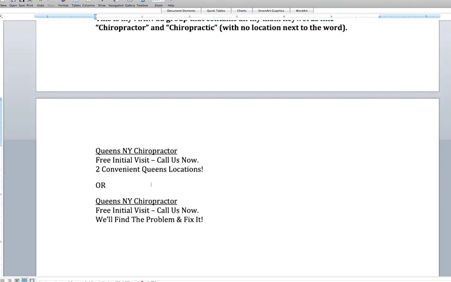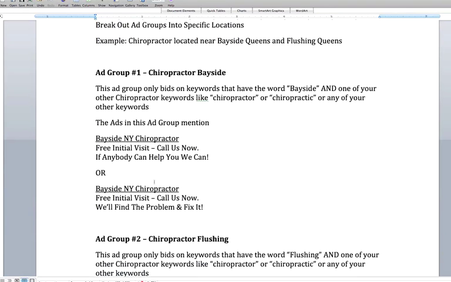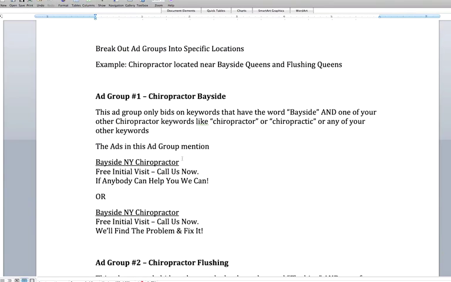So I hope that is starting to make sense to you now, and that's how you break out ad groups into specific locations. And in the next video, I'll show you how to break out ad groups further based on different professions and different keyword groups, and grouping keywords into different things like that. But this one's a very, very important one for local businesses. It's probably the first thing I would do, is break out ads into specific locations like we just talked about right here.